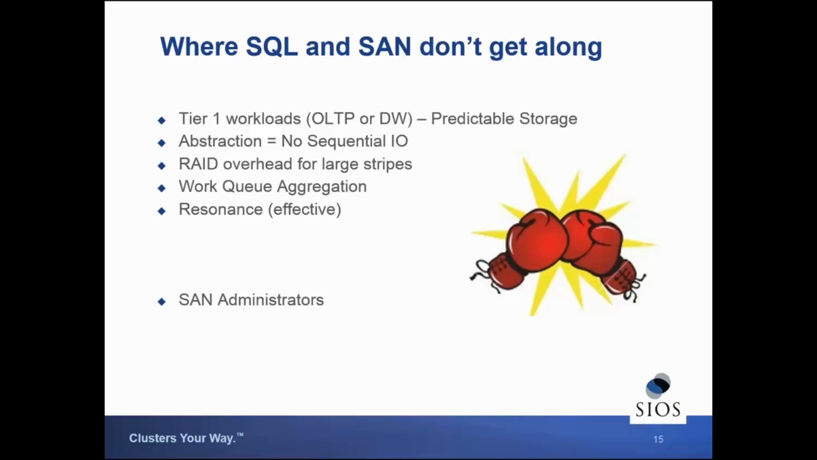So SANs have issues with predictability because the resource pool is allocated on a demand basis underneath, and the resource, again, that we're tuning for is I/O capacity. It grants that to whoever demands it the loudest. The abstractions take away our sequential I/O advantage that SQL spends a fair amount of time tuning. We give away a lot of overhead for large stripes, especially when we're doing small transactional reads and writes.